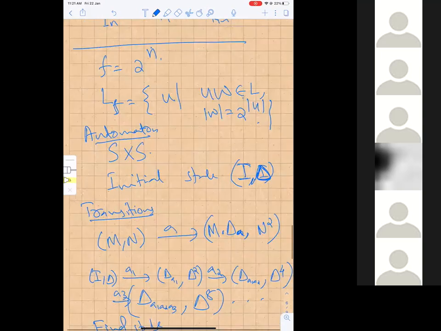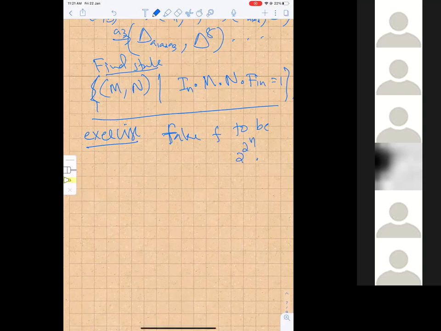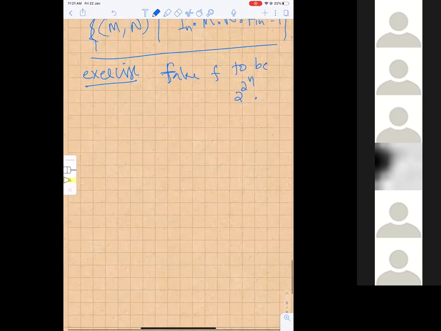And how do you do? So let me give you an exercise. Take f to be 2 power n. Okay. And let me do this also.